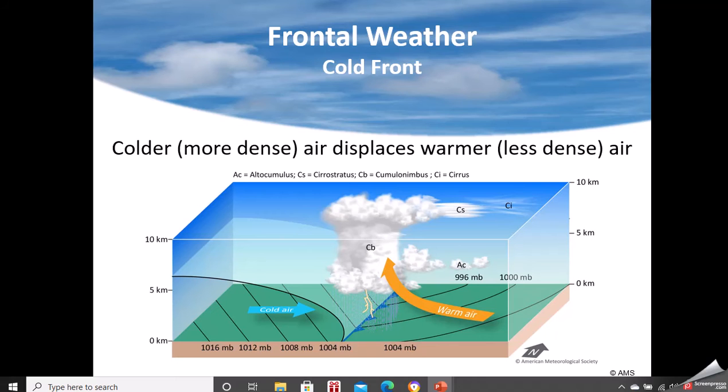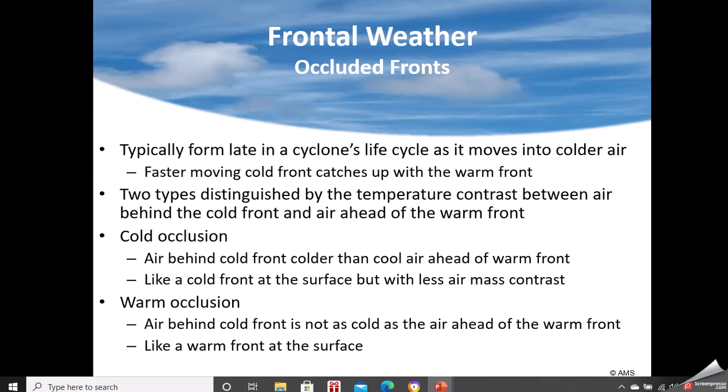And a cold front is pretty steep. Remember, they have lots more density to the air, so they're fairly steep. You tend to get more thunderstorms with cold fronts. And cold fronts can come in different directions. Now there's something called an occluded front.